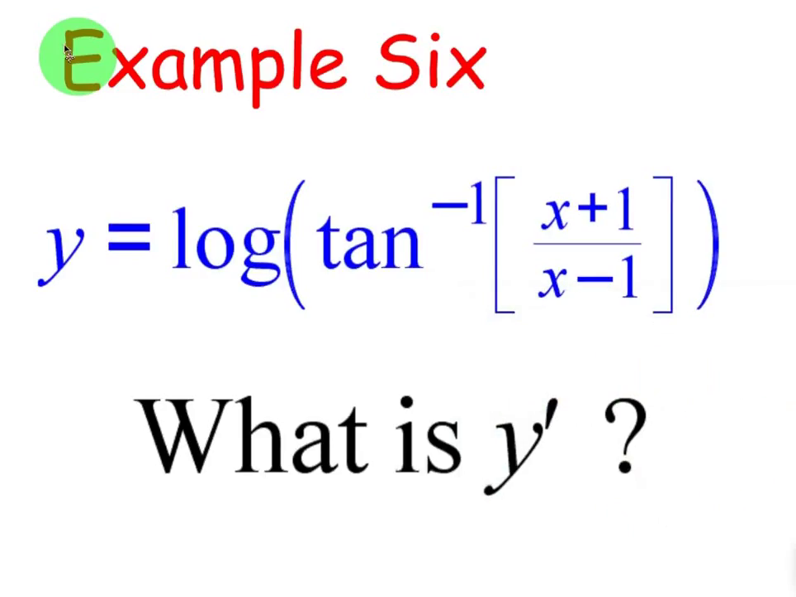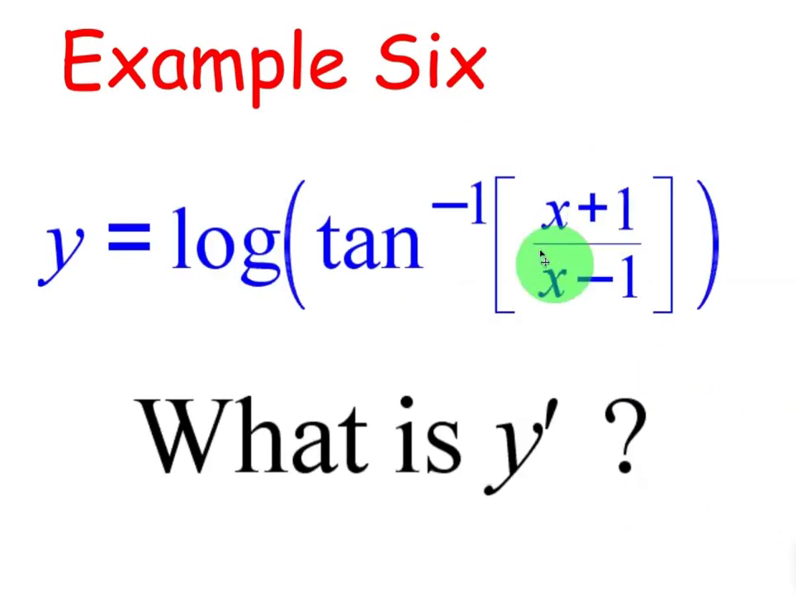Alright, so we saved the best example for last. We have log of tan inverse of (x plus 1) over (x minus 1). So we have three layers here. Log's going to be our outermost layer, that's pretty obvious. Tan inverse is going to be the middle layer. And then (x plus 1) over (x minus 1) is going to be our innermost layer.